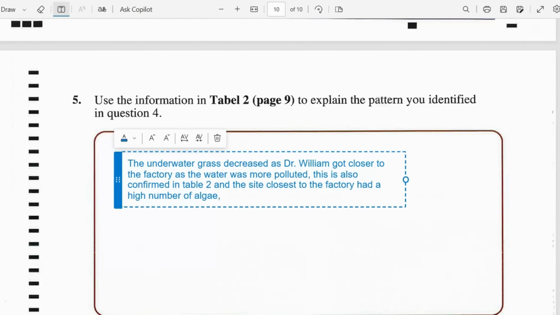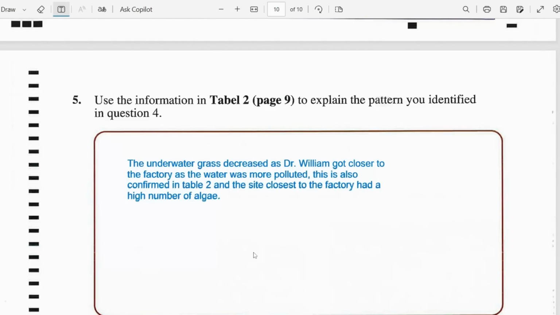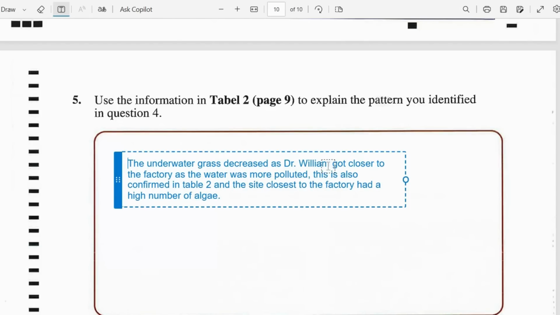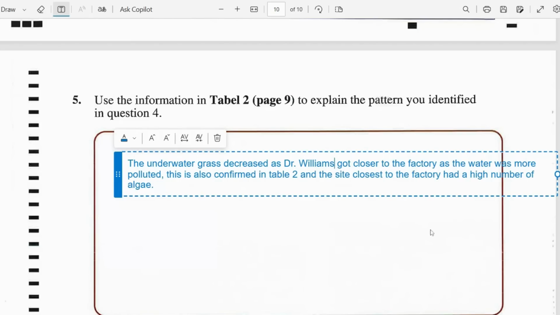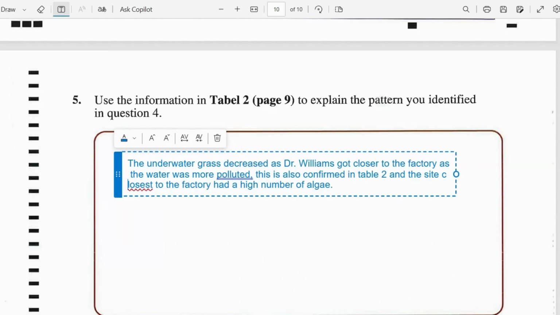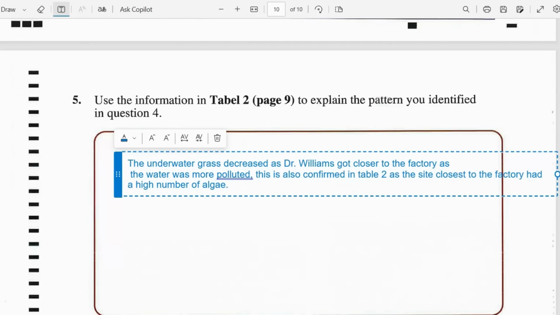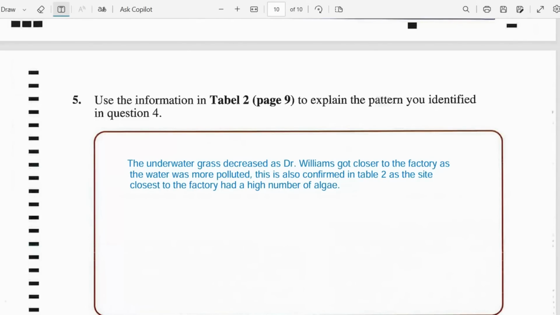So let's read our answer. The underwater grass decreased as Dr. Williams got close to the factory, as the water was more polluted. This is also confirmed in table 2, as the site closest to the factory had a high number of algae. So that should help us with answering our question.